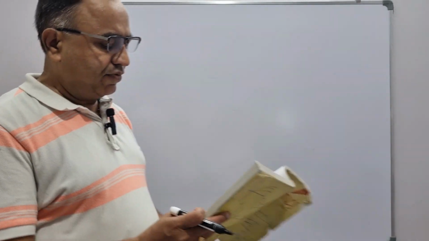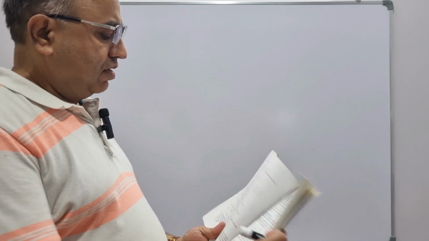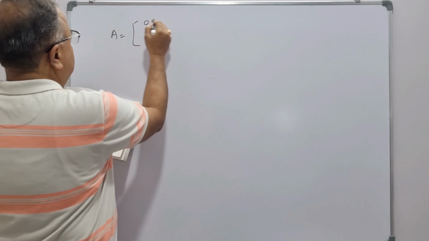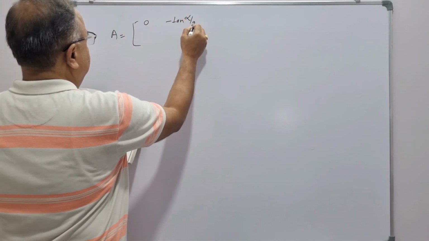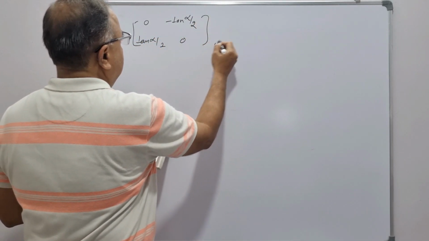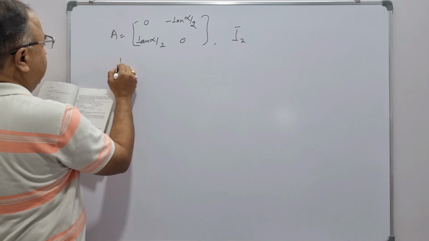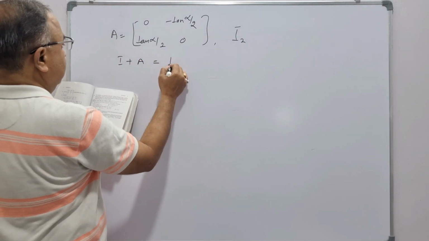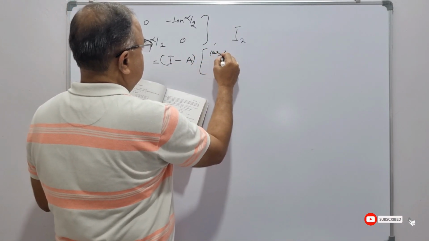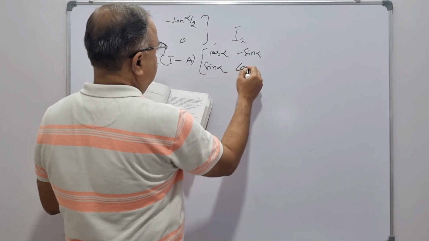It's from NCERT textbooks, and this question has been asked many times in the CBSE exam also. A matrix A is given here, 0, minus tan alpha by 2, tan alpha by 2, 0. And I is the identity matrix of order 2. You have to show that I plus A is equal to I minus A multiplied by cos alpha, minus sin alpha, sin alpha and cos alpha.